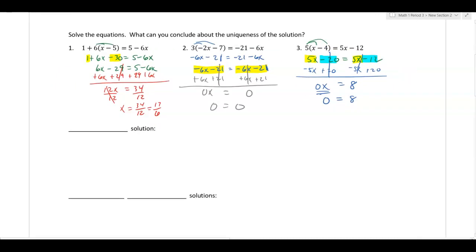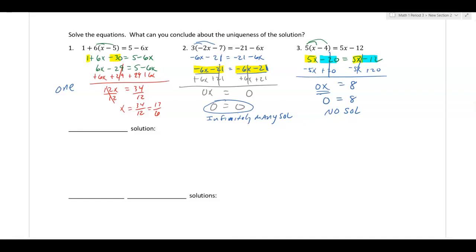Well, what do these three equations lead us to? Here, we ended up with one solution. Here, when the left side is identical to the right side and you end up with 0 equals 0, a true statement, you're going to have infinitely many solutions, because no matter what you plug in for x on the left side, if you plug the same x value on the right side, it will always be the same. Now over here, 0 times x is 0, 0 equals 8. There's no way to make this equation a true statement, so this would be no solution.